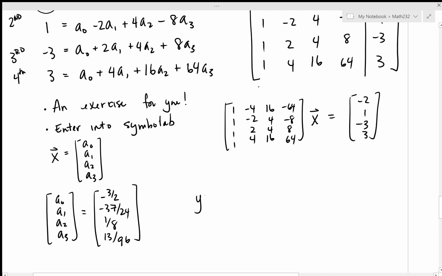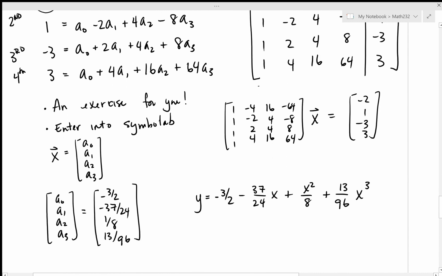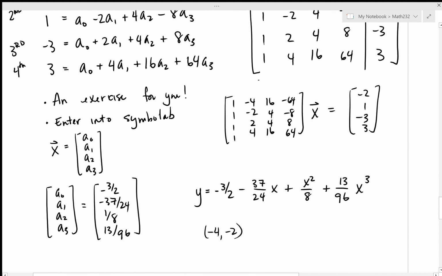Okay, you get that solution, and then what is that telling you? That is telling you that the cubic polynomial that goes through those 4 points given is this unique polynomial. So you can now test this out. For example, we know the point minus 4, minus 2 is supposed to be on this cubic. So you put x equals minus 4 into here, and you make sure that y comes out to minus 2. And that has to happen for all four of the points. That was the objective of what we were trying to do.